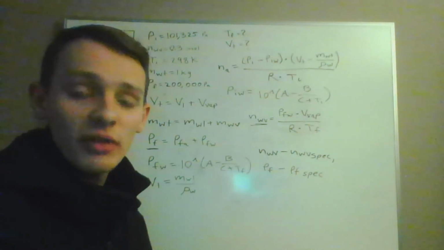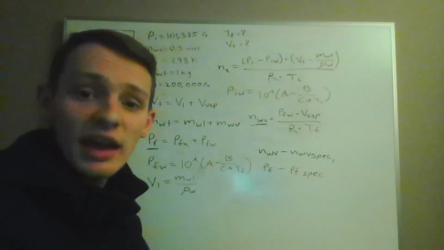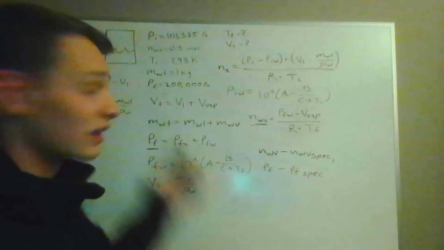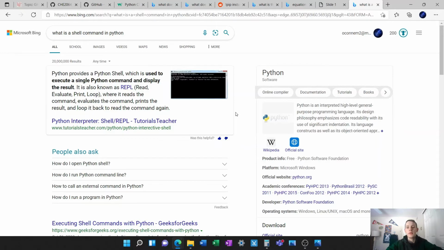So now, let's go try to solve this problem and find the final temperature and the total volume of our container by using Python. To solve this problem, we're going to need to relate the partial pressure of the water vapor to the temperature, both in the initial state and the final state. I'm going to use some code that's already been written in a repository. To use that repository, I'm going to need to clone it into our Python code.